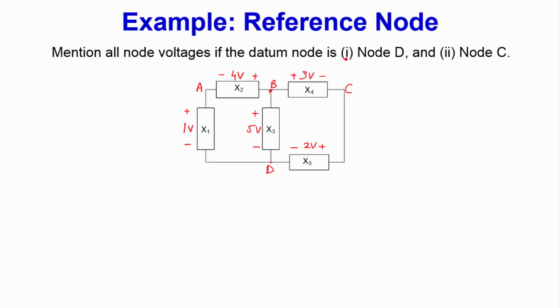is first, if we take node D as the datum node, and in the second case, if node C is taken as the datum node. So nodes are also mentioned in the question.